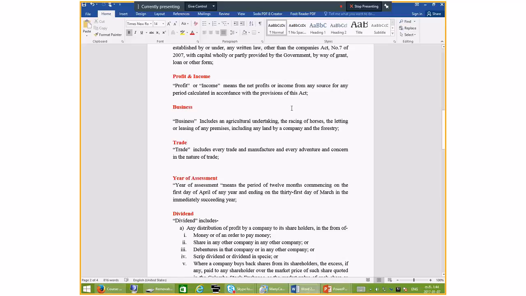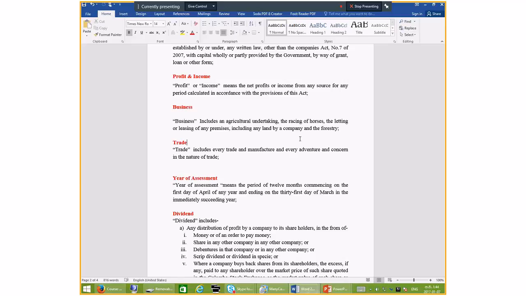The raising of horses also. Again, the letting or leasing of any premises including land by a company here. Right? It becomes a business. This section is very, very important. If an individual person lets an additional house for rent and earns some rent income, that does not become a business. That type of renting of a house by an individual does not come within the meaning of business. That comes to his rent income.